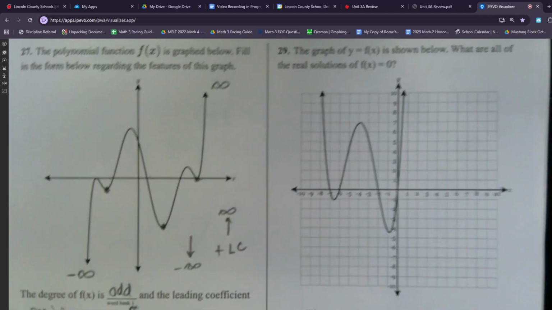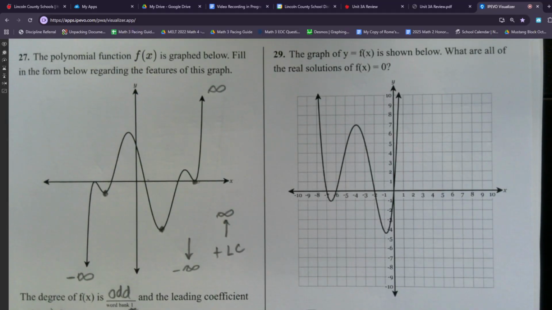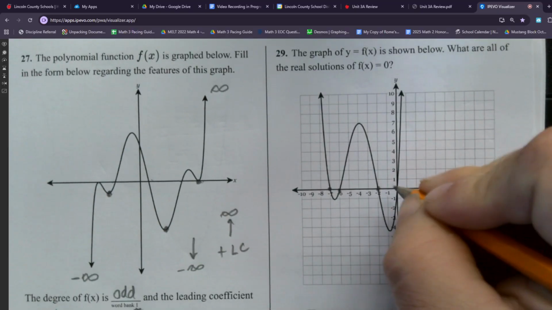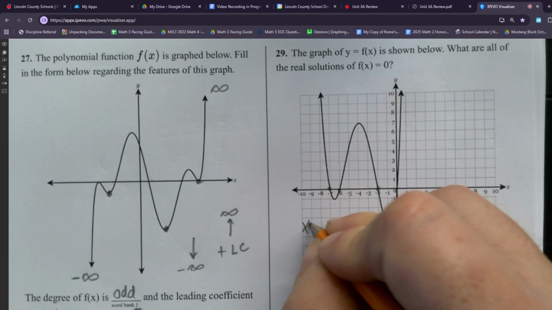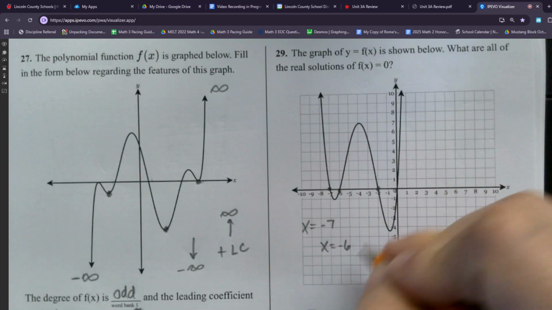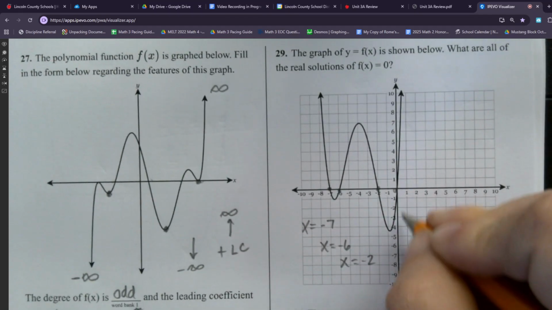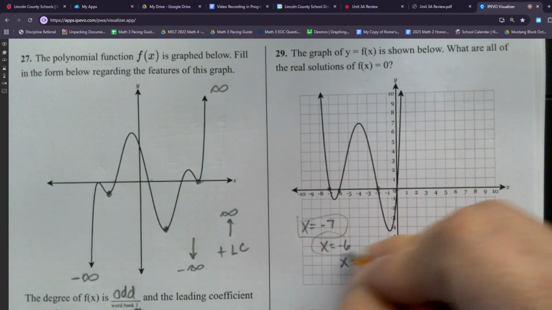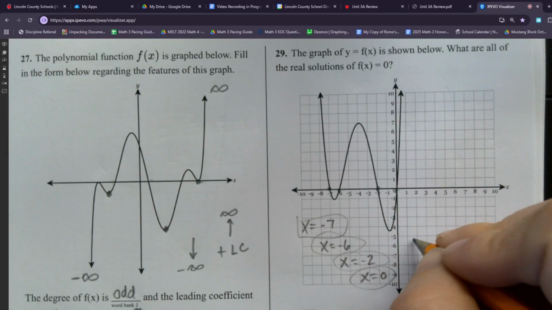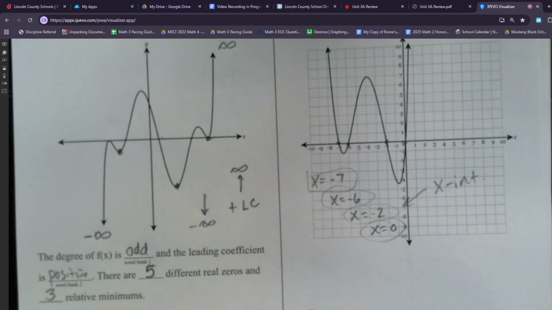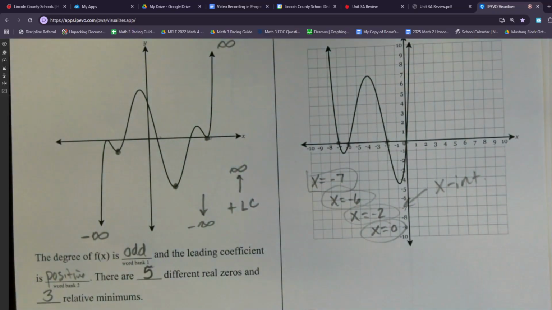Now, the graph of f of x is shown below. What are all the real zeros, real solutions of f of x equals 0? Guys, you just list the x-intercepts here. So I got 4 of them altogether. So x equals -7, x equals -6, x equals -2, and x equals 0. So all you're looking for there is your x-intercepts. -7, -6, -2, and 0.